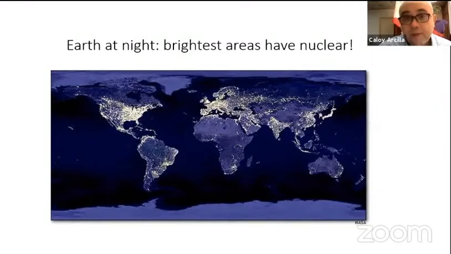This is the picture of the Earth at night from NASA, and we can see from this photograph that the energy distribution and use of the world is not democratic, but the brightest areas actually have nuclear power. Nuclear power accounts for about 10% of the world's energy supply. And I think that has been explained by the previous lecturer.